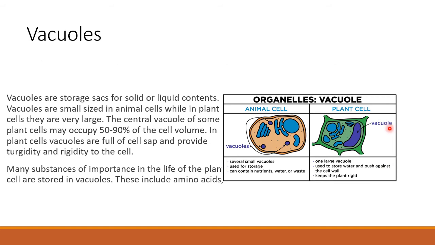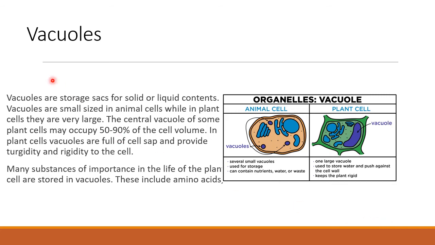Now, in this image, you can see animal cells as well as plant cells both possess this vacuole, but there is a difference. In animal cells the vacuoles are very small and there are several, but in plant cells there is one large vacuole. This vacuole is used for storage, so it's a storage sac that contains nutrients, water as well as waste. In plant cells, it is used to store water and push against the cell wall and keeps the plant rigid. That I'll explain to you later on.